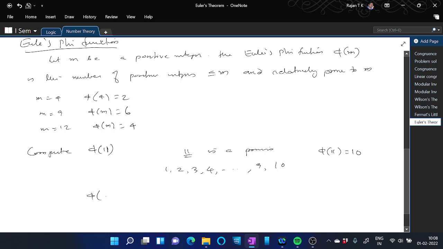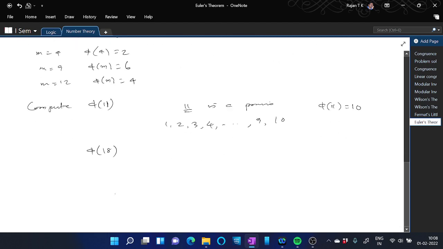Now compute phi of 18. What are the number of positive integers less than or equal to 18 and relatively prime to 18? We can see that 1 is less than and relatively prime to 18. 1, 5, 7, 11, 13 and 17 are the numbers which are less than or equal to 18 and relatively prime to 18. We have to check all these numbers. In between 5 and 7 there is a number 6, but it is not relatively prime to 18, so it is not included here. So you have to find out the number of positive integers which are less than or equal to 18 and relatively prime to 18. So they are 1, 5, 7, 11, 13 and 17. So 1, 2, 3, 4, 5, 6 numbers are there. Therefore, phi of 18 is equal to 6.